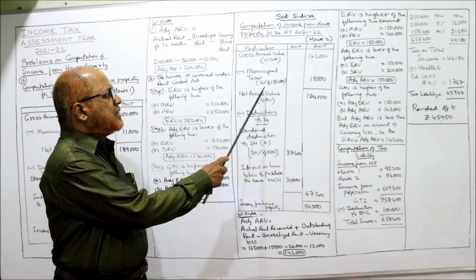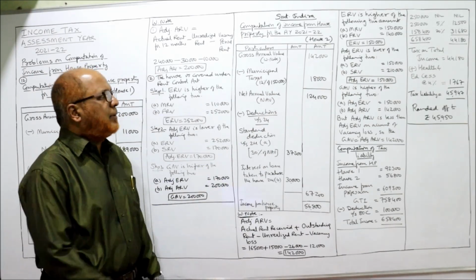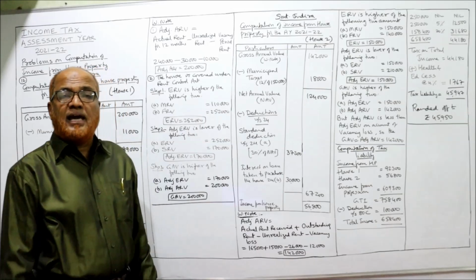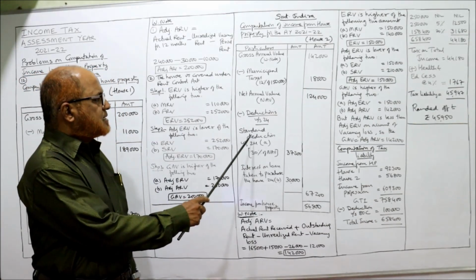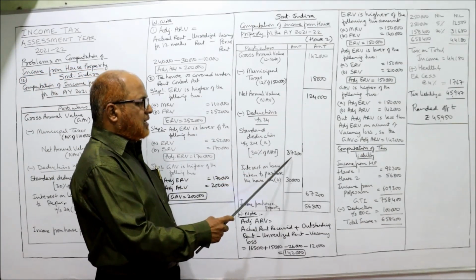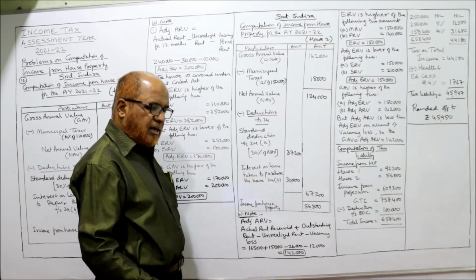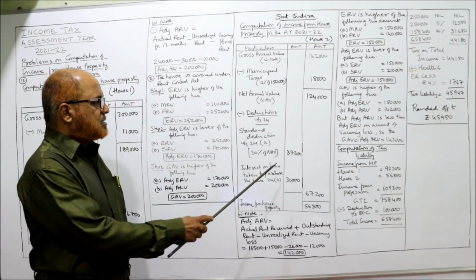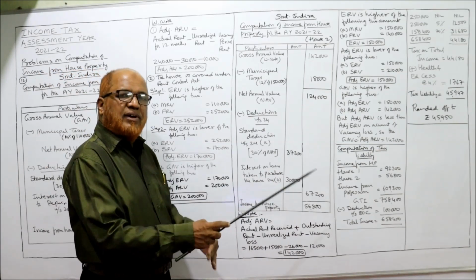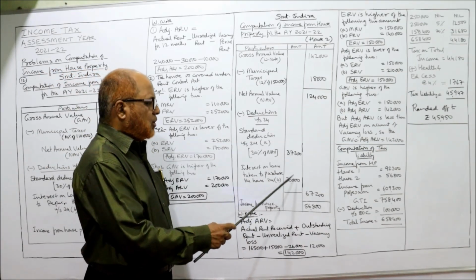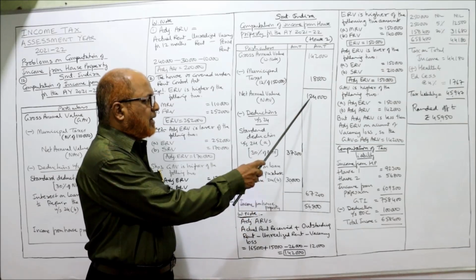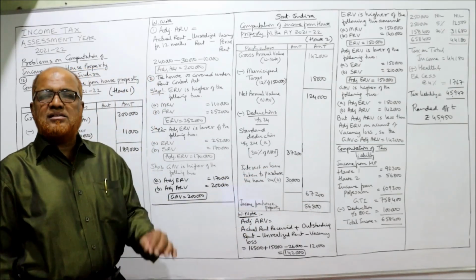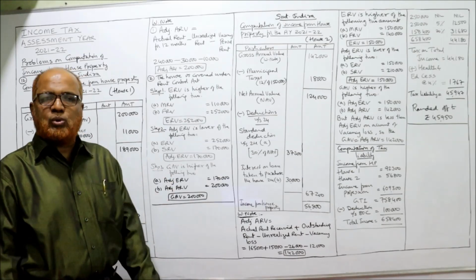Municipal taxes 12% of MRV, 12% of 1,50,000, 18,000. Deduct 1,24,000 is the NAV. Now standard deduction 30% of NAV, 37,200. Interest on loan taken to repair or purchase the house. It is 30,000 given. Even if it is due, it is allowed. So 67,200 is the total deduction. 1,24,000 minus 67,200. 56,800 is the income from second house.